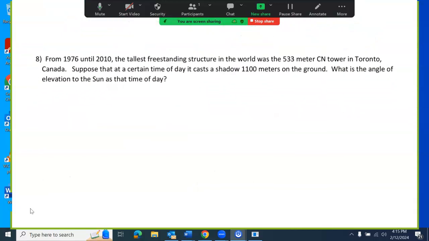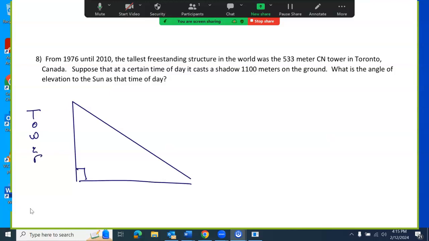Okay, next thing. It talks about the CN Tower in Toronto. So draw your right angle in the triangle, and this is your tower. So the tower is straight up and down. It says it is 553 meters. Suppose that at a certain time of day it casts a shadow of 1100 meters. So this is where your shadow's going. What is the angle of elevation to the sun?